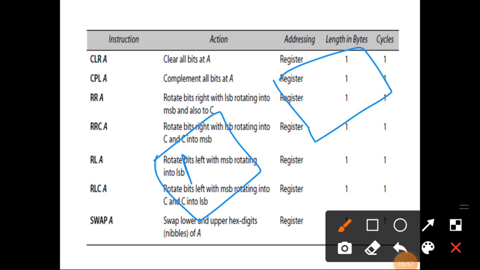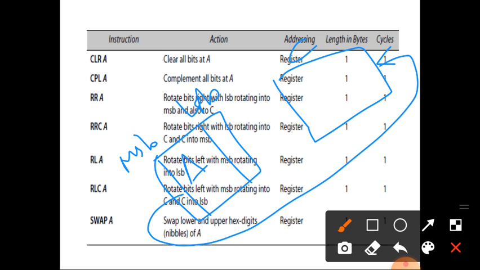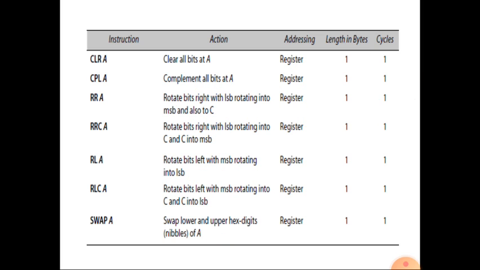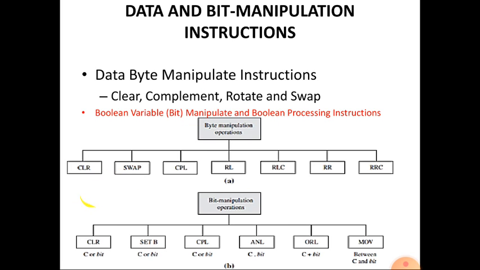This is the accumulator, MSB and LSB, and this is carry. Here the MSB is rotated to carry, the carry content is rotated to the LSB, and each bit is rotated to the left. This will happen in RLC A, rotate left through carry.